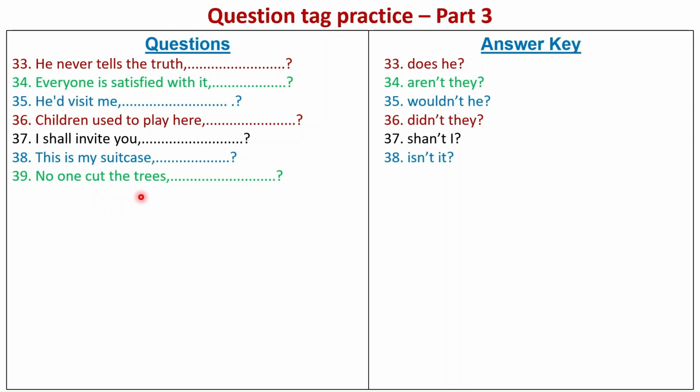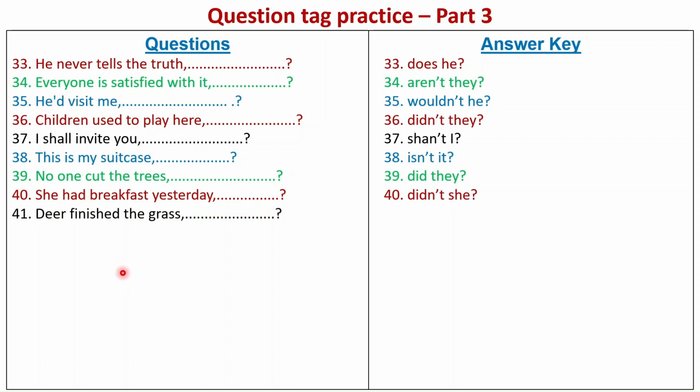This is. Isn't it? No one cut the trees. This is V2. Because V1 cannot come with indefinite pronouns. This is negative. No one cut. Did they? She had breakfast yesterday means she ate breakfast. Didn't she? Deer finished the grass. This is plural because if it is singular, then we have to use article. A deer is singular, deer is plural. Deer finished the grass. Didn't they?